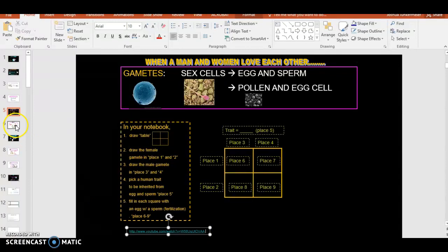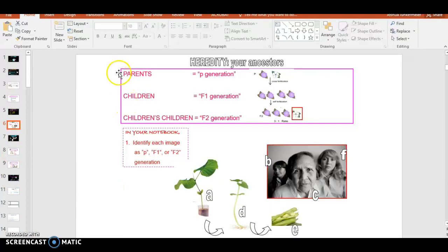Let's move forward. Slide 6. All right, slide 6 here. We have parents equals P generation. We want to write that down as notes. We have children equals the F1 generation. P is for parents. That's easy. Children are called F generation. I know that's a little confusing. F stands for a word called filial. Filial refers to children or offspring.